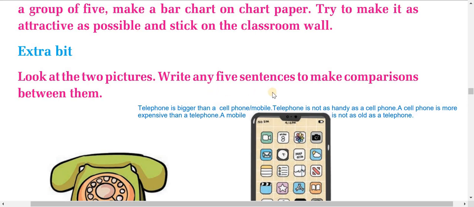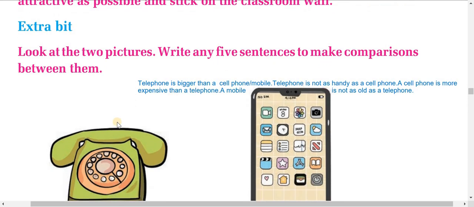Look at the two pictures, write any 5 sentences to make comparisons between them. So you can see a telephone set and you can see a mobile set, cell phone. We say cell phone. A telephone is bigger than a cell phone. You can make your own comparison. You can compare yourself too. I have just given you model 1. A telephone is bigger than a cell phone. If you forget "a", you can write "a telephone". A telephone is bigger than a cell phone.